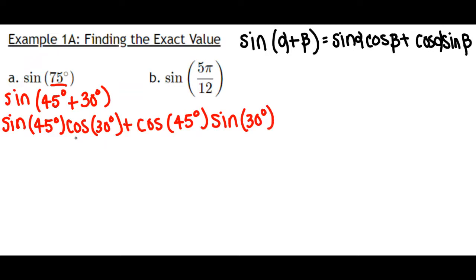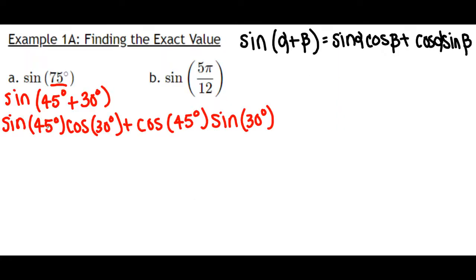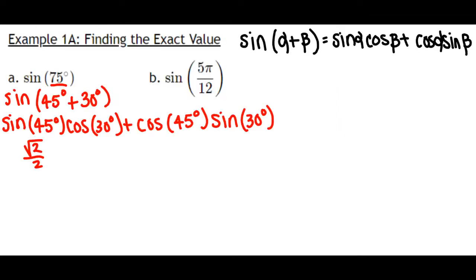Now I'm going to look these values up on my unit circle and replace sine 45 with its actual value. So we go to our unit circle, I go to 45, and the sine value is square root 2 over 2. So I'm going to replace sine 45 with square root 2 over 2. Then we look for cosine 30. Go to our unit circle, 30 degrees. Cosine is square root 3 over 2. So I'm going to replace cosine 30 with square root 3 over 2.